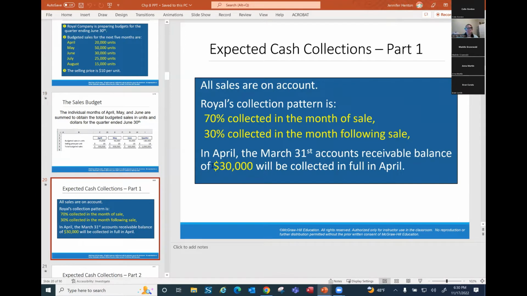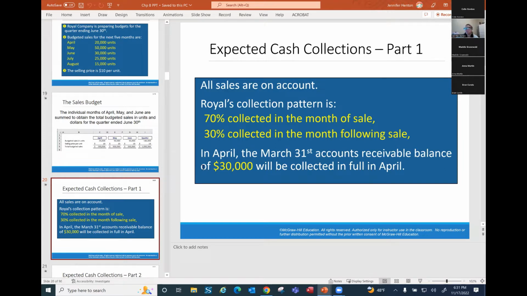How much do we expect to collect? They have a pattern at their organization. Usually 70% are collected in the month that they sell the product, and then 30% carries over to the next month. So in April, the March 31st accounts receivable of 30,000 will be collected in full. You need to know that because you need to know what rolled into April. So they're going to have to give you the information from the previous month sometimes, or the month after, in order to be able to make some calculations.